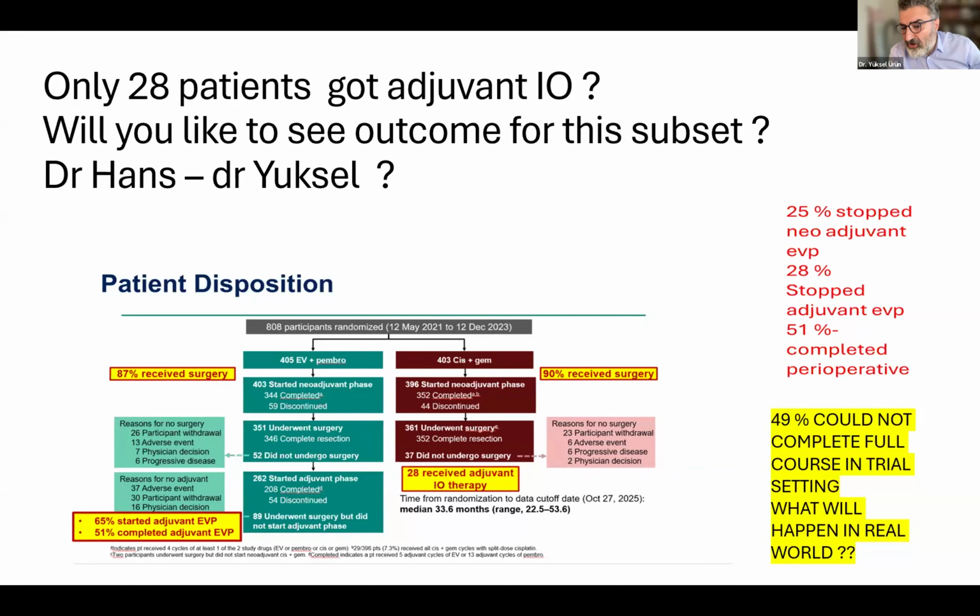So of course I will want to know what is the response and what is the oncological outcome of those 28 patients, but it will not change the general picture because the number is too low.